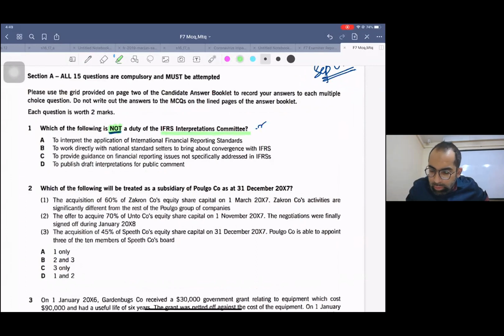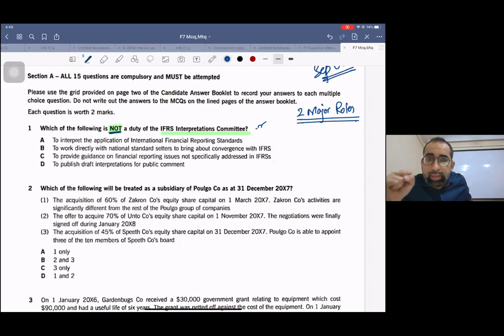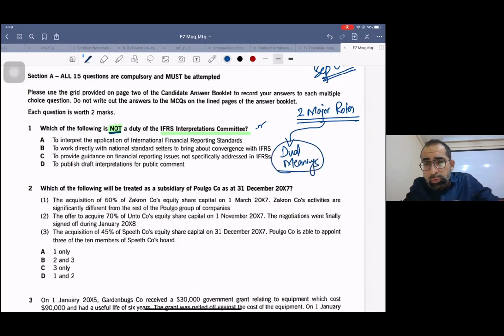You know, there are two major roles. Let me write the two major roles of the IFRS Interpretation Committee. Listen and understand it. The first role: there are some standards with dual meanings. There are some lines of standards that have two or three meanings. So what the public does, public takes their own meaning, the meaning which is beneficial for them. So in this way they can do manipulation.